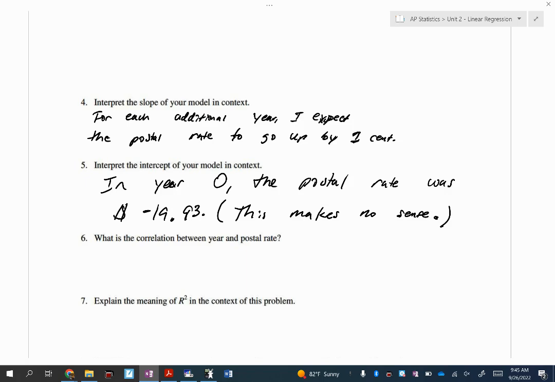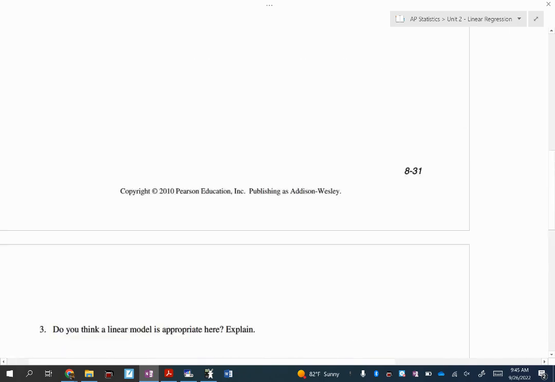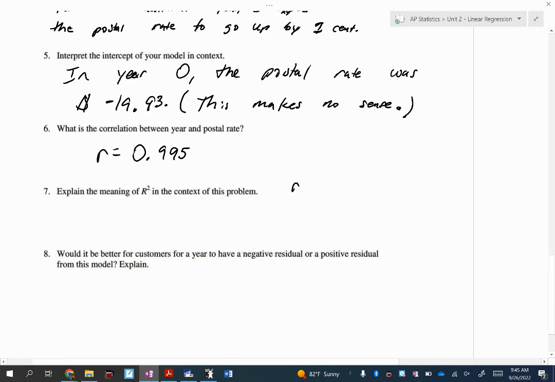All right, we have the correlation. It was R equals 0.995, my bad. Okay, what was R squared again? Did I say 0.990? Okay. So the way I write this, and I'll do this one for us, is that I'm going to say 99% of the change in our y can be explained by our change in our x.